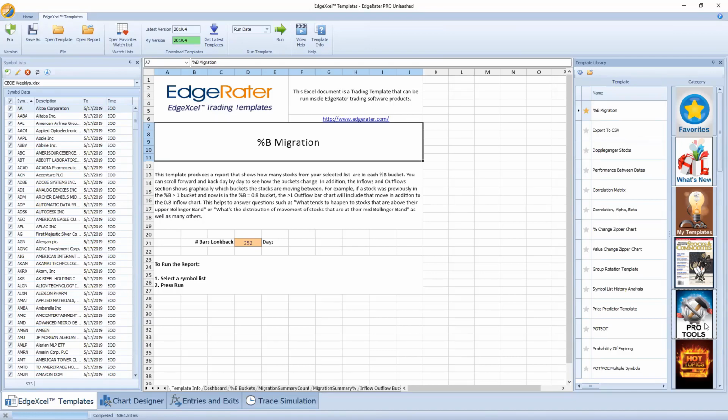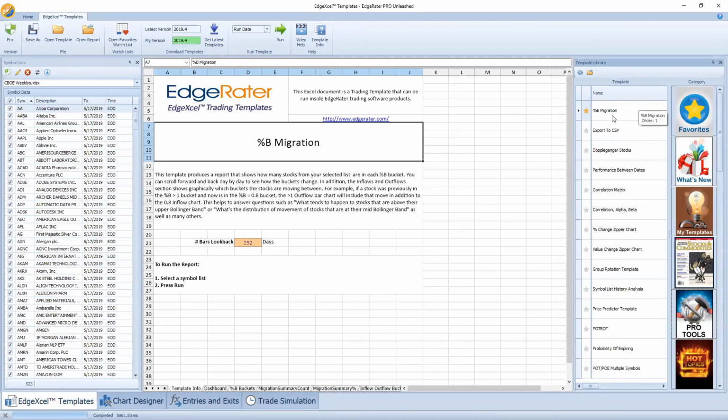The Pro Tools category is the general category for all of the templates that have special coding behind them. So they're not just doing scans using some of the formulas that are within EdgeRater. There's actually a lot of other code behind the scenes that's custom coded to create those reports. So things you'll find in Pro Tools are all of those kinds of things. And as you can probably see, %B migration is a very specialized report. And so that is in the Pro Tools category.